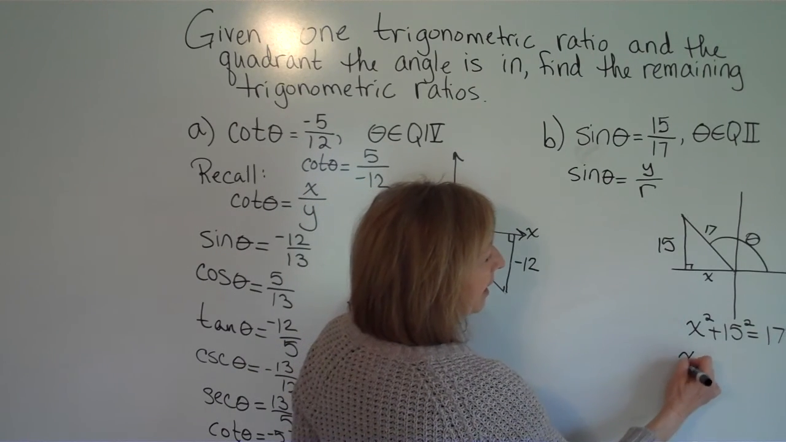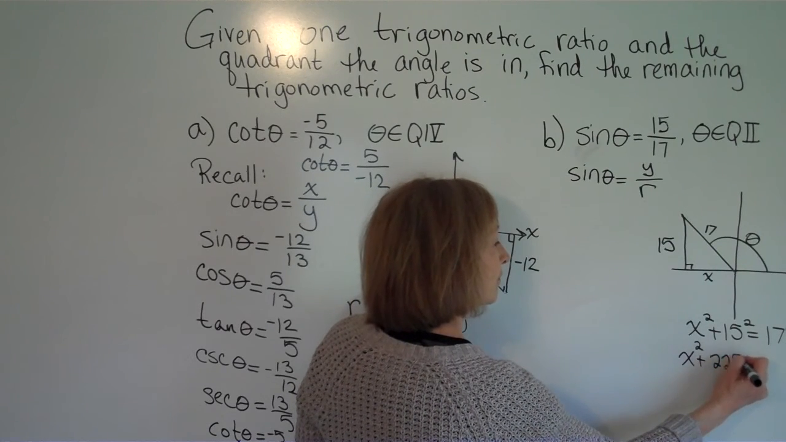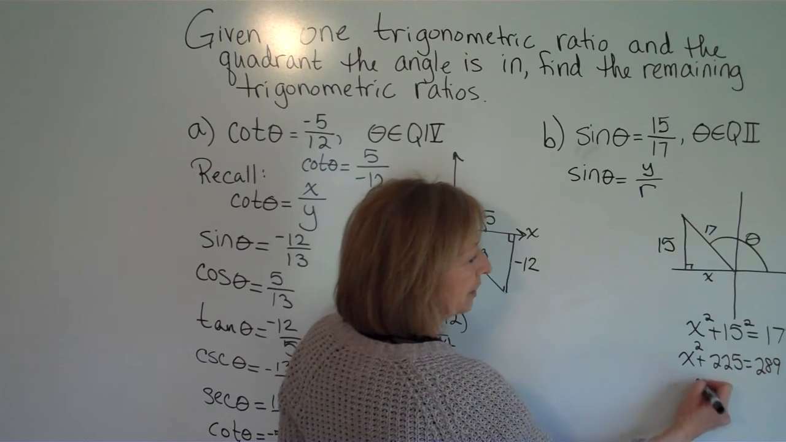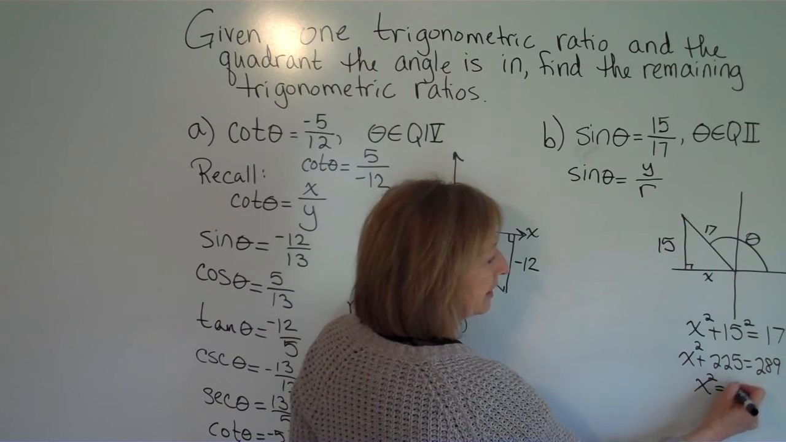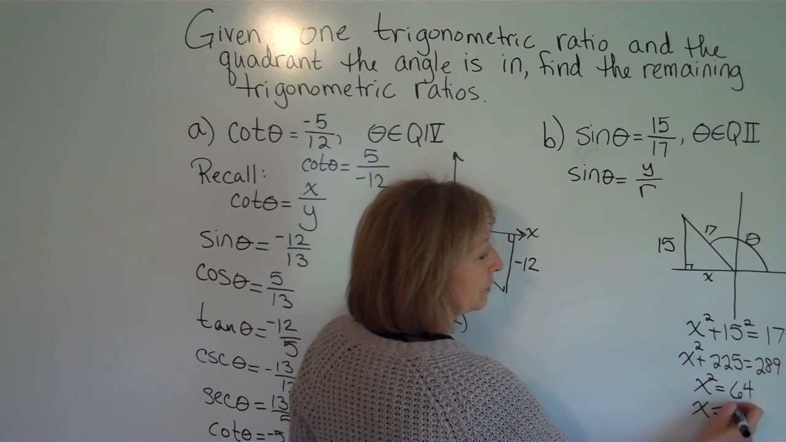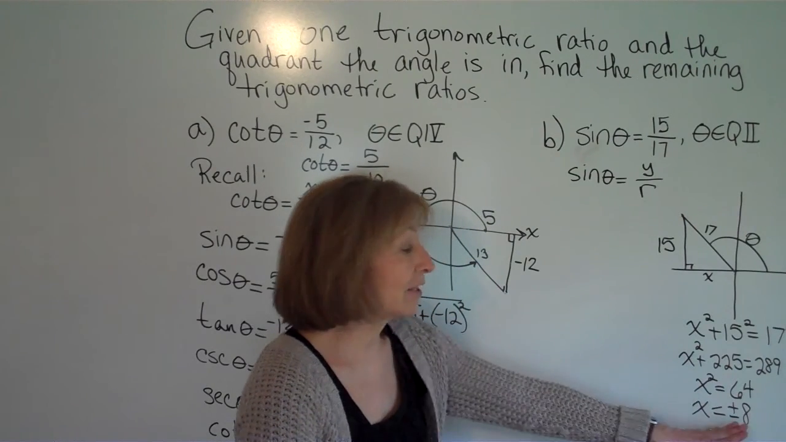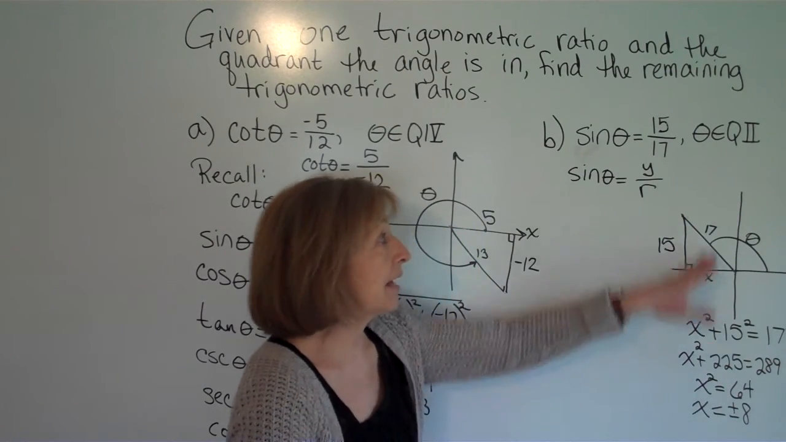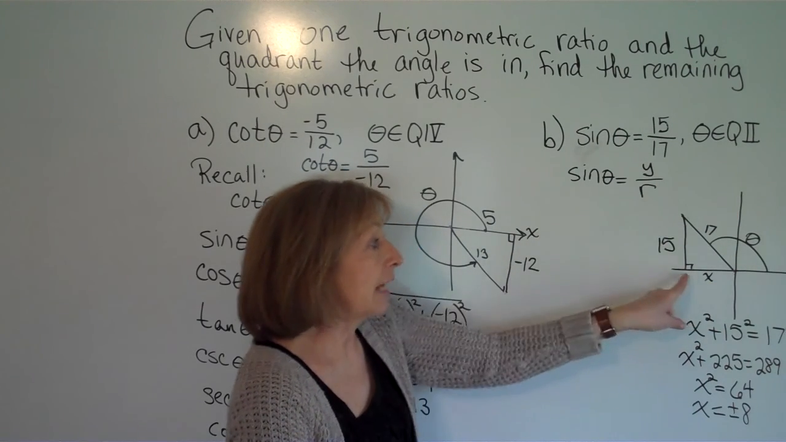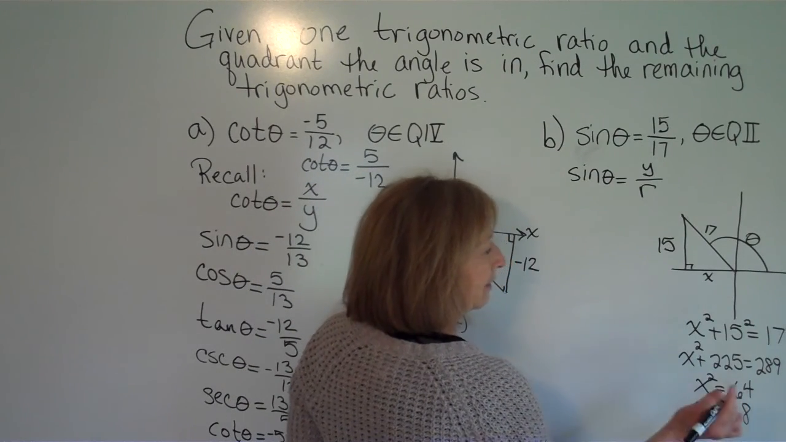So I have x squared plus 225 is equal to 289. Subtract 225 from both sides, x squared is equal to 64. Take the square root, you get x is equal to plus or minus 8. But remember, we have to take the correct value for x so that it meets the condition of where the terminal side of the angle is. We had to go left and up, so x has to be negative. So we're going to pick the negative 8 for that.